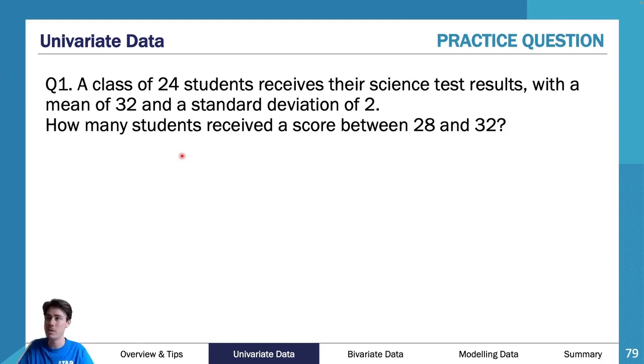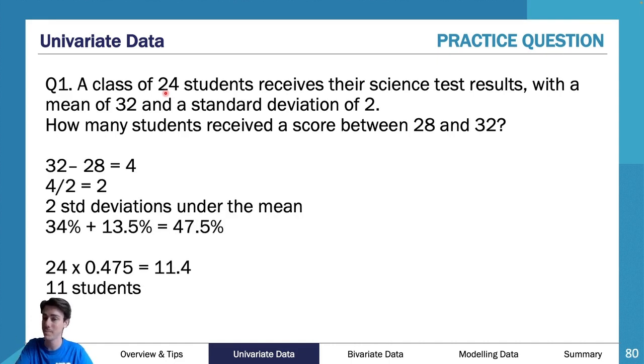And I was told there were 24 students. Then I need to find 47.5% of those students and round to the nearest student, because I'm not going to say I have half a student. Half a student doesn't exist. I need a whole number. So as you can see here, 32 take 28 was 4, and 4 divided by 2 was 2. So I have 2 standard deviations under the mean, and I need to add those 2 little areas: 34 plus 13.5, 47.5. Then I multiply that percentage as a decimal by 24.